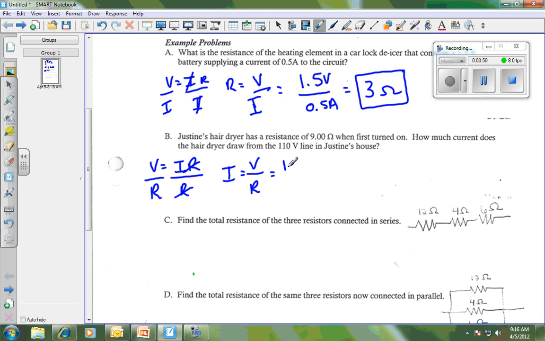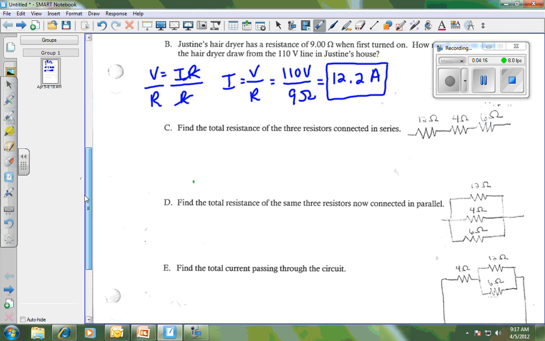Okay, so the voltage is 110 volts divided by the resistance, which is 9 ohms. 110 divided by 9 is? Okay, we can round that to 12.2. What's our unit? A. Okay, that's easy enough.